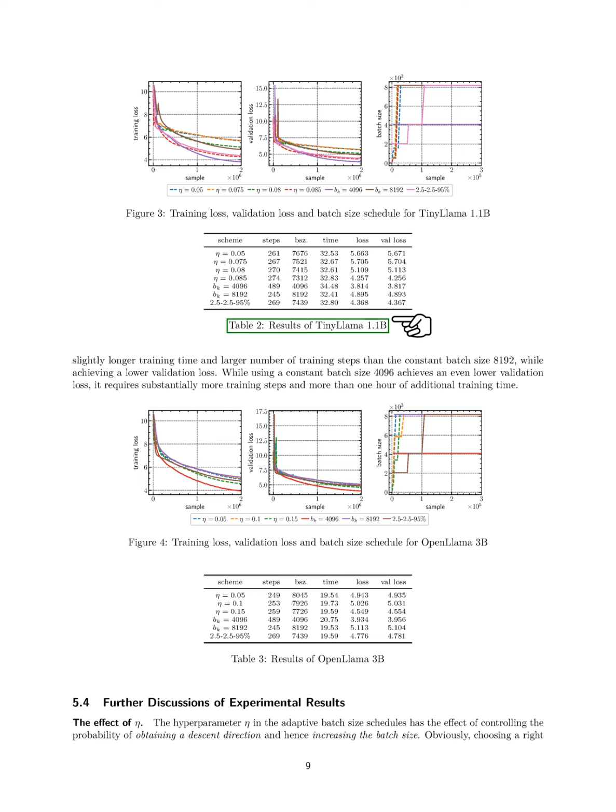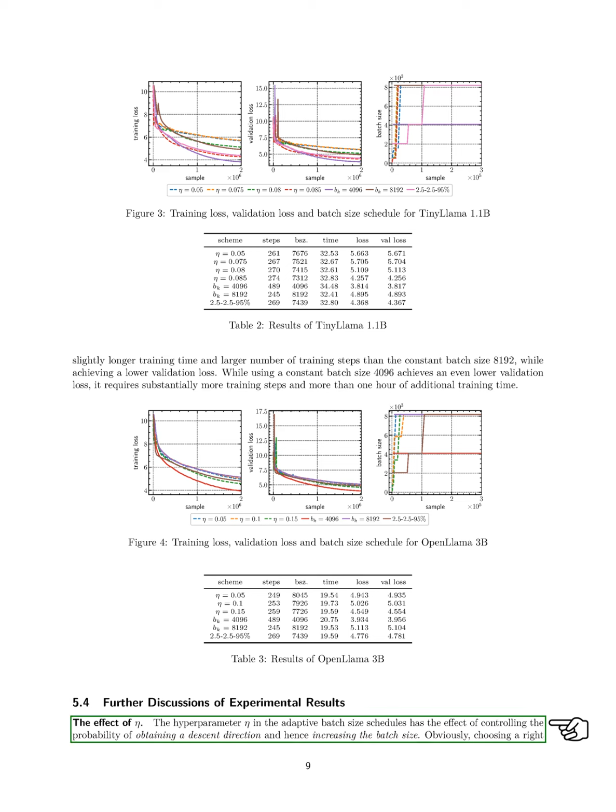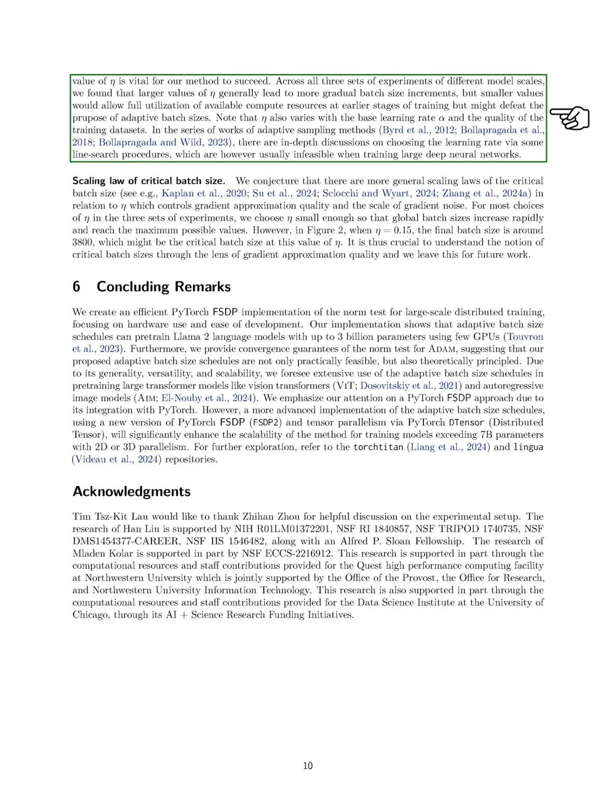Section: The effect of eta. In this section, we discuss the impact of the hyperparameter that controls the adaptive batch size schedules. This hyperparameter influences the likelihood of finding a descent direction, which in turn affects how we increase the batch size. Selecting the right value for this hyperparameter is crucial for the success of our method.